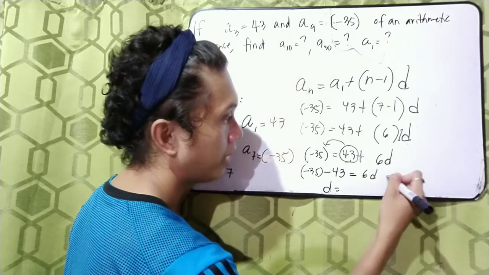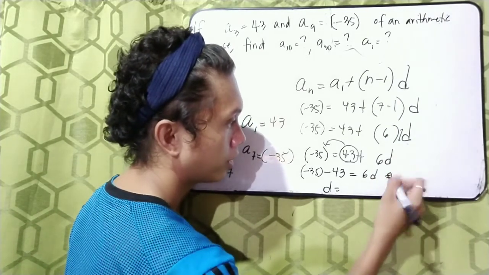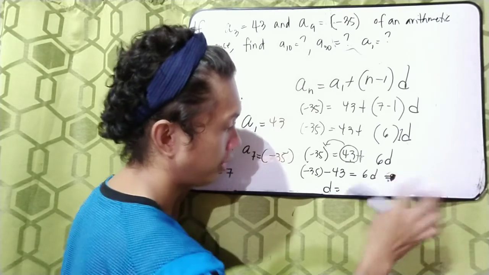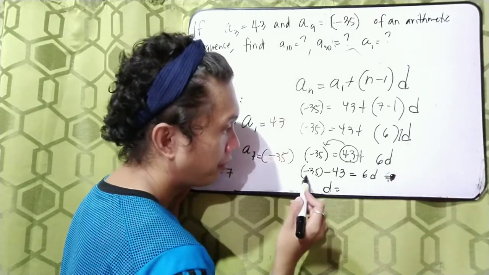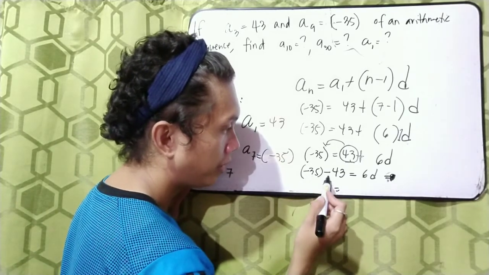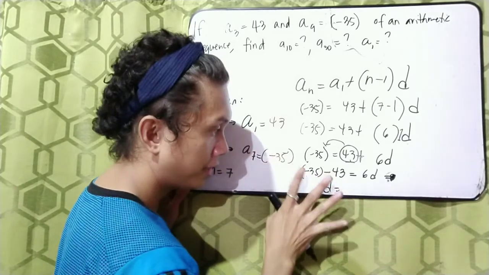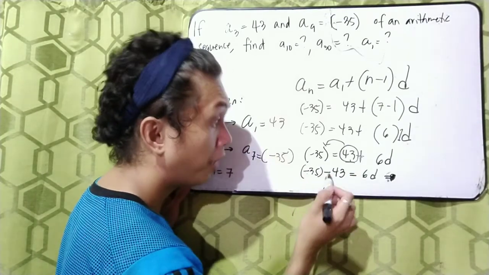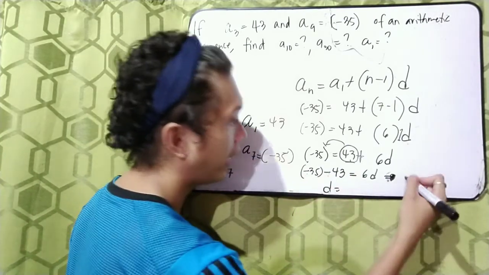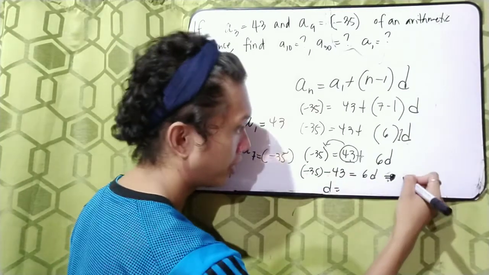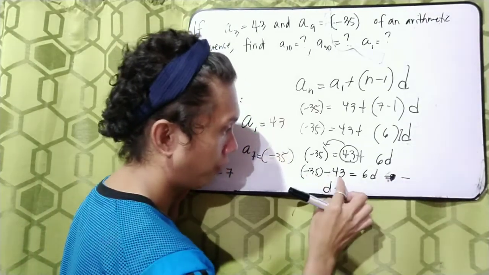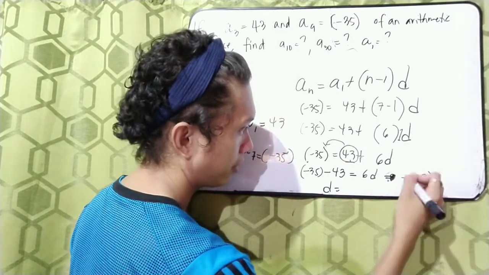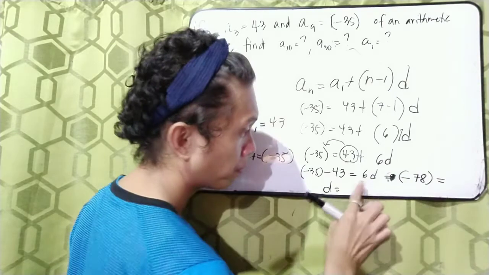Now, let us continue solving on this side here. Negative 35 minus 43. Since you see minus here, they are now both negative, so you combine them. Negative, negative, that's negative. 35 and 43, that is 78. So equals, what's left?